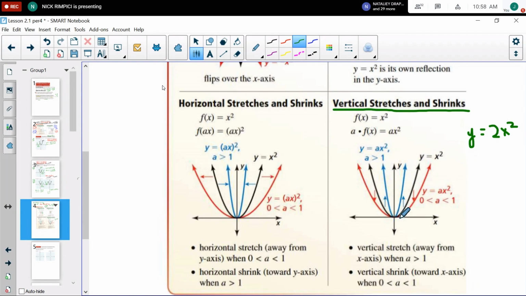In other words, my graph is moving away from the x-axis. It's stretching away from it. And a vertically stretched graph looks taller and narrower, or thinner, than the parent function. Okay, so that's what's happening here. This is a vertical stretch.